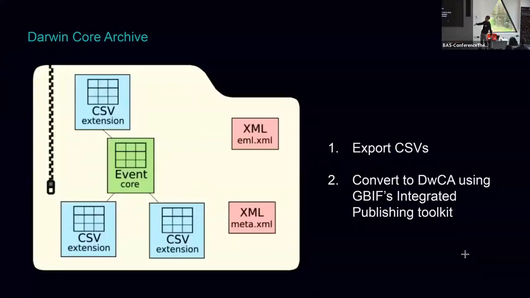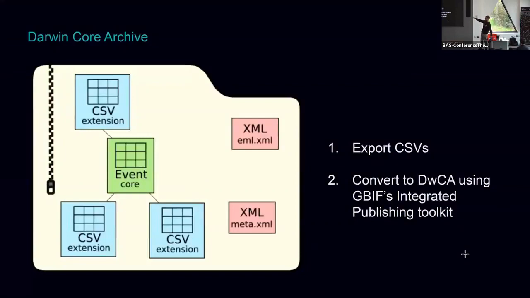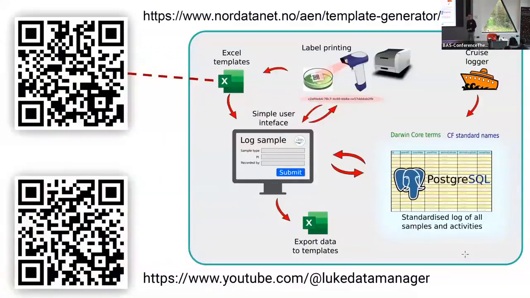To create a Darwin Core archive, you just export all of these sheets as CSV files and upload them to the machine toolkit, enter some metadata on a form, and it will create the archive for you. It's quite a simple process. And that's it. I managed to get it in within 20 minutes.